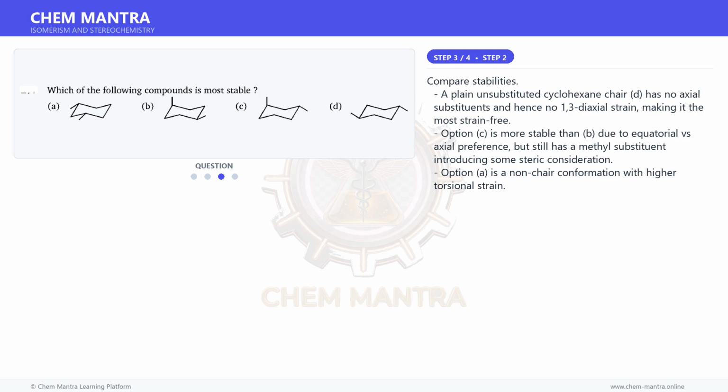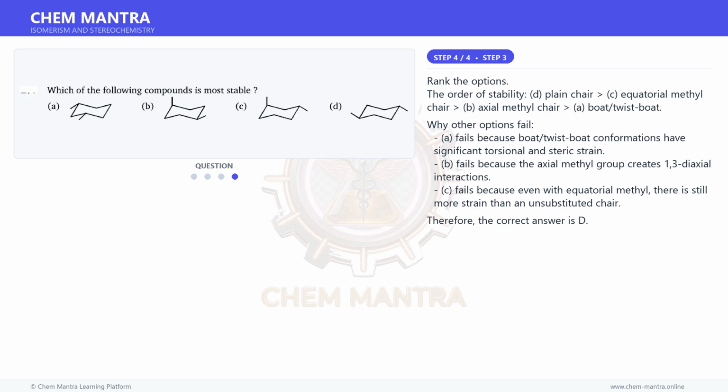Compare stabilities. A plain unsubstituted cyclohexane chair, D, has no axial substituents and hence no 1,3 diaxial strain, making it the most strain-free. Option C is more stable than B due to equatorial versus axial preference, but still has a methyl substituent introducing some steric consideration. Option A is a non-chair conformation with higher torsional strain.